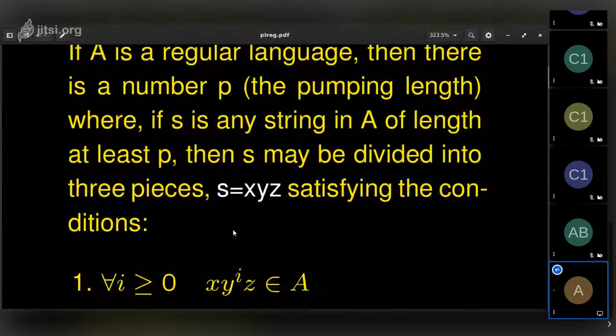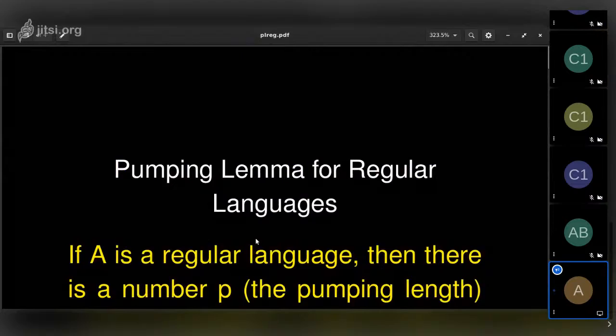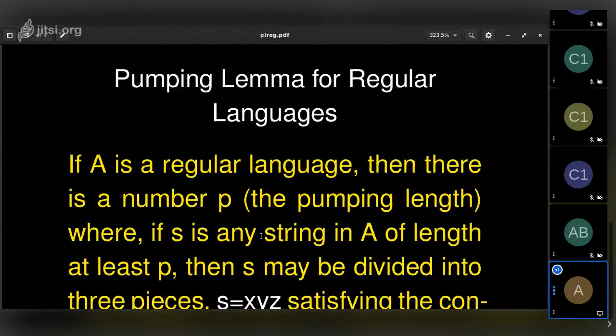Okay, this is it. Pumping lemma for regular languages. So first let us read, and then we will explain. Suppose A is a regular language, then there is a number P. Different books will present it slightly differently. This is from Sipser, one of our references.